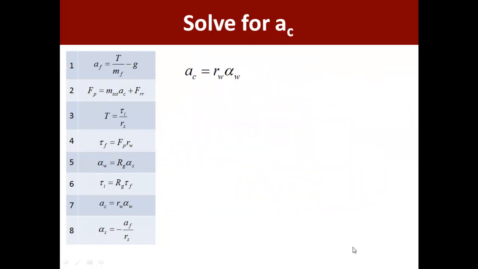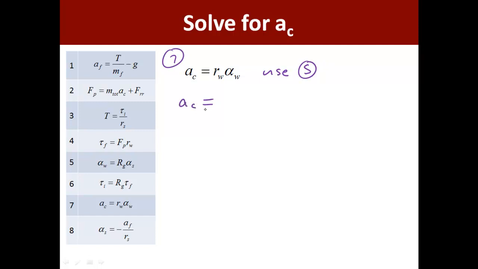In order to determine the distance that the car travels, we need to know AC, the acceleration of the car, in addition to AF, the acceleration of the food. And so to find an equation for AC in terms of things that we know, we can start with equation 7. So this is equation 7 for AC. AC is equal to RW alpha W. Alpha W is an unknown, so we need to plug something in for that. So we can use equation 5.